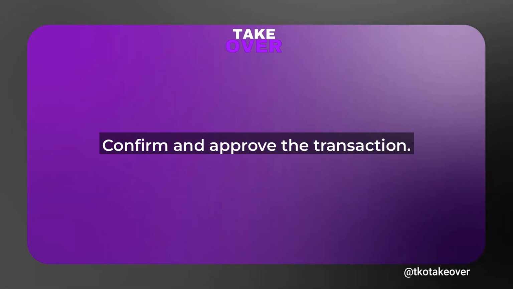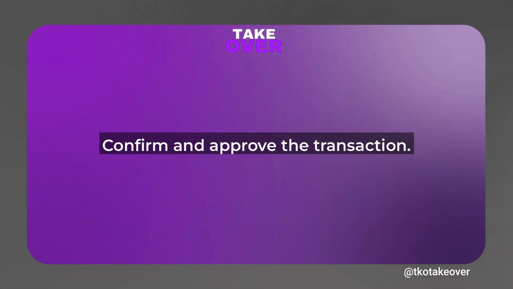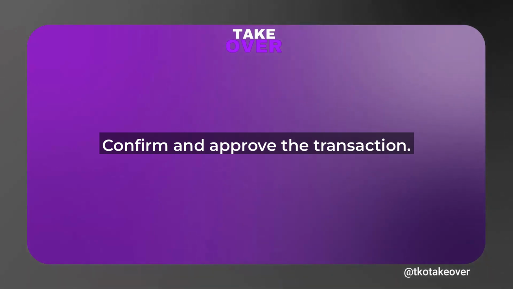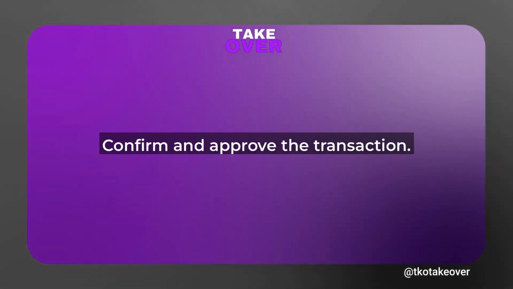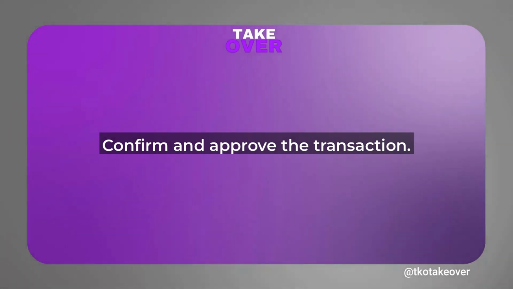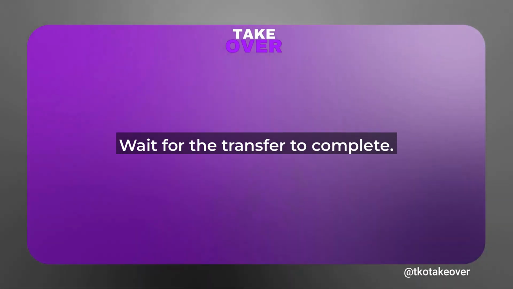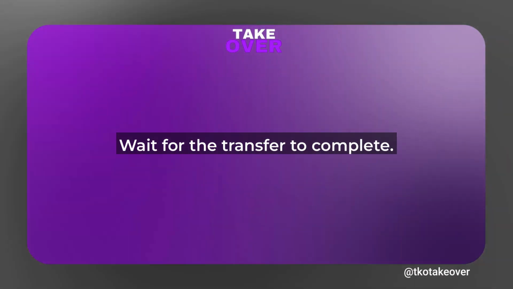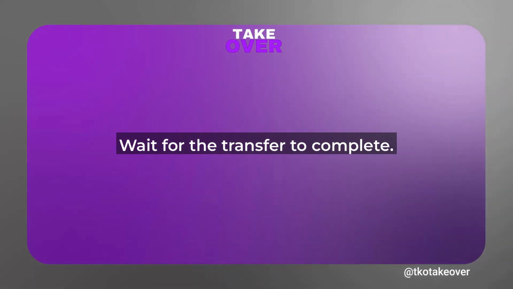You'll need to approve it with your wallet's security features, like biometric verification or a PIN. Now, sit tight. The transfer should process within a few minutes, depending on the network. Keep an eye on your transaction status in Trust Wallet or use a blockchain explorer for Avalanche. Once it's done, open Phantom Wallet and refresh your balance. You should see your AVAX there.